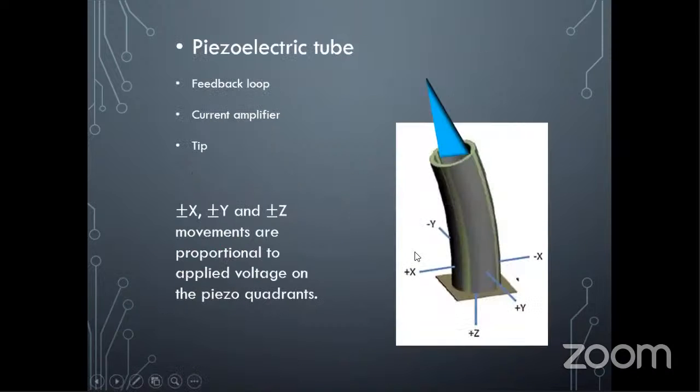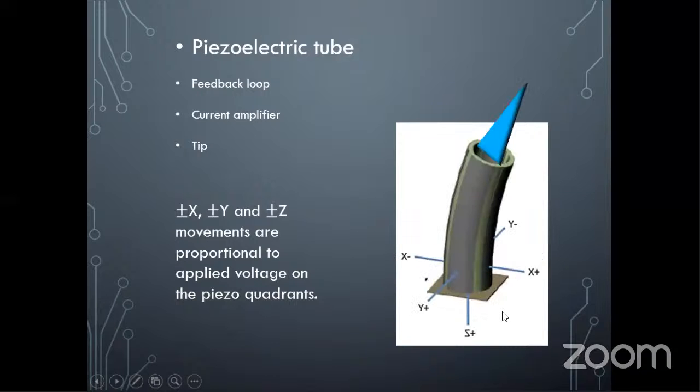Now the piezoelectric tube looks something like this, where one can have many electrodes, to go to plus x, plus y, plus z, or minus z. And depending on the amount of voltage one applies to these quadrants, the tip can actually move like this, plus minus x and y, etc.